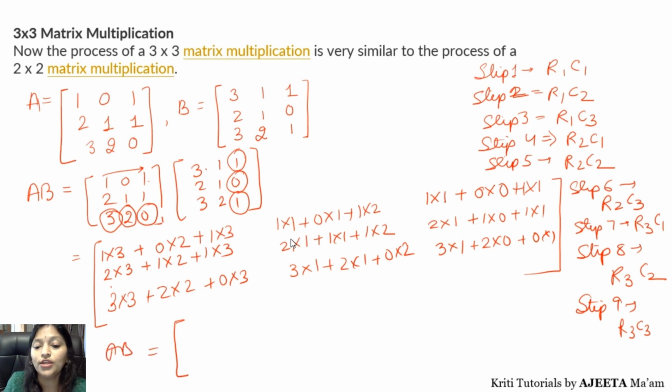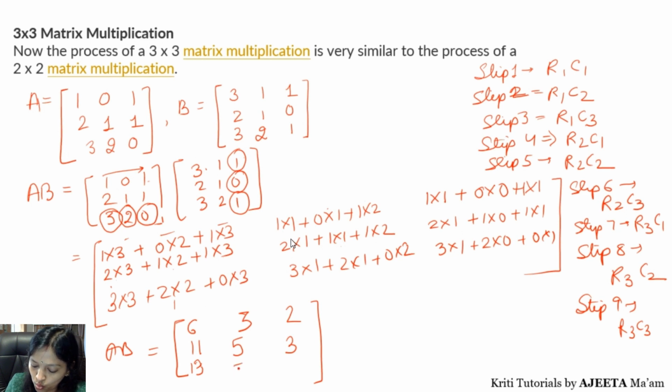Now 1 into 3 plus 0 into 2 plus 1 into 3. So 3 plus 3 कितना हो जाएगा हमारे पास? 6. Now 1 into 1, 0 into 1, 1 into 2. So कितना हो गया हमारे पास? 3. 1 into 1, 0 into 0, 1 into 1. कितना हो गया? 2. 6 to 8, 8 और 3, 11. 2, 1, 2. 2, 0, 1. 9, 4, 0.